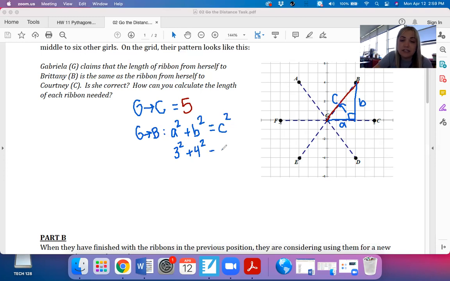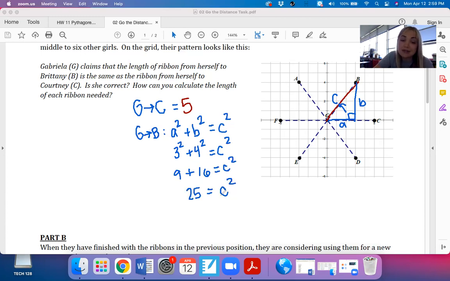And then how far is C? I don't know, which is why it's the unknown. I say it's just C squared. Okay, so 3 squared is 9 plus 16 equals C squared. What is 9 plus 16? 25, thank goodness, because I actually know that one.